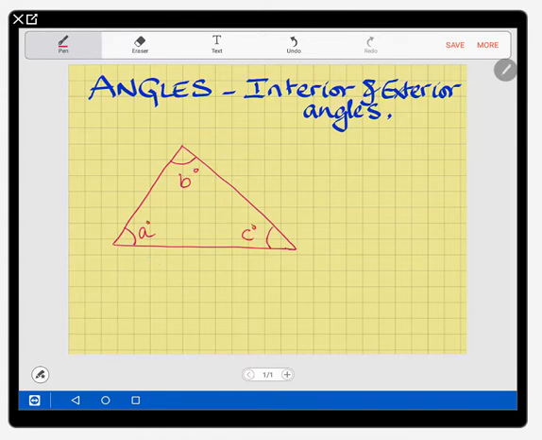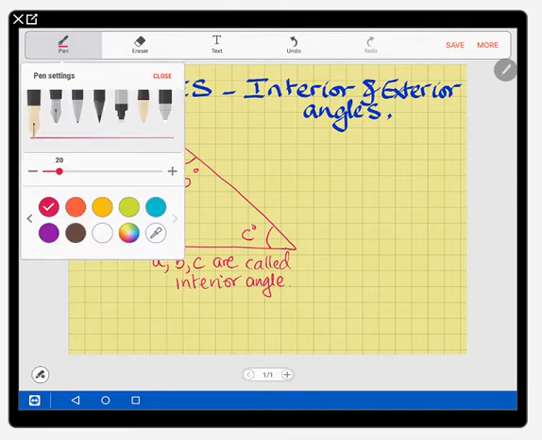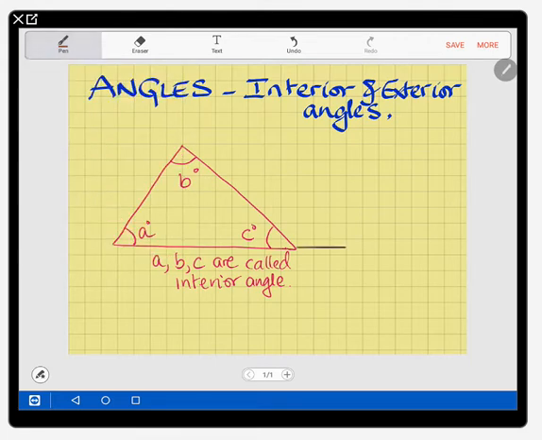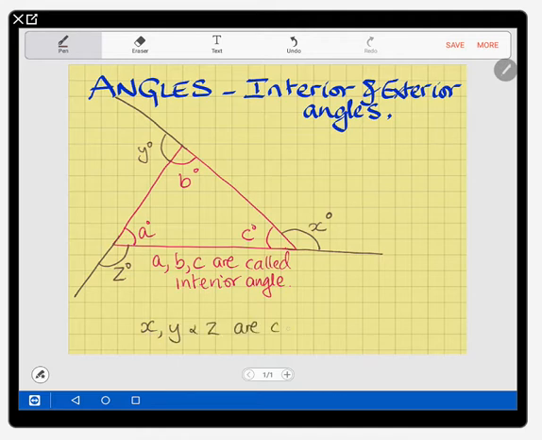Okay, A, B, C, they are called interior angles. Now, what is an exterior angle? If I extend this line here, that X, and that angle here Y, and that angle here Z, X, Y and Z are called exterior angles.